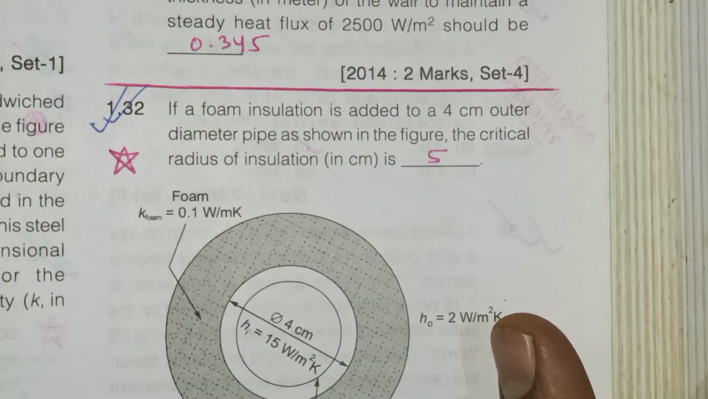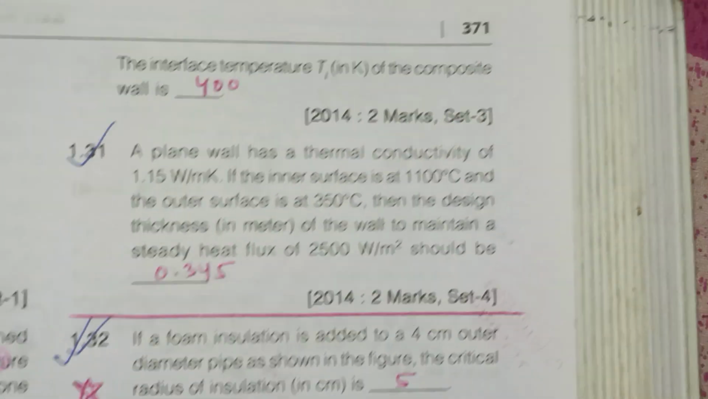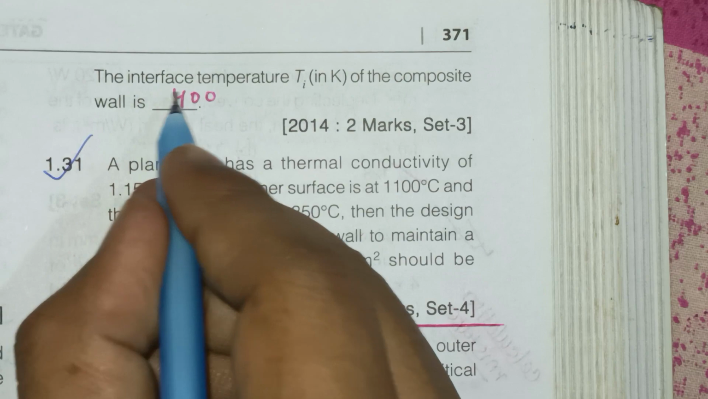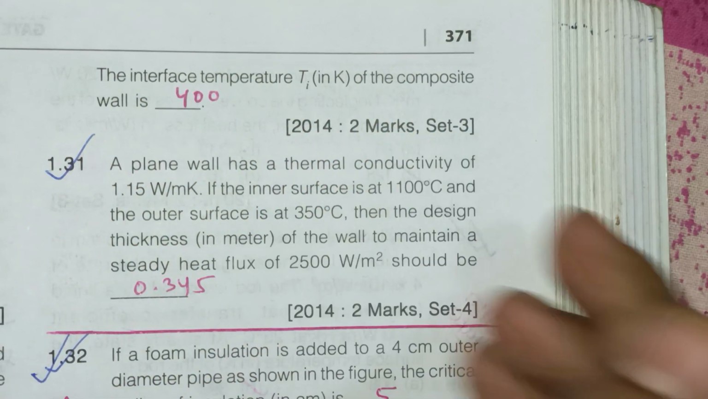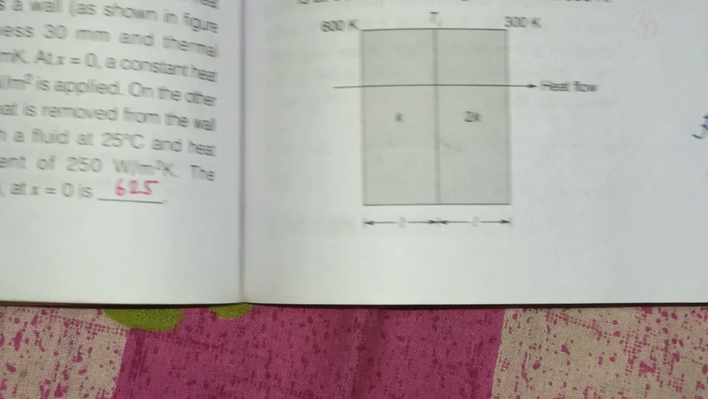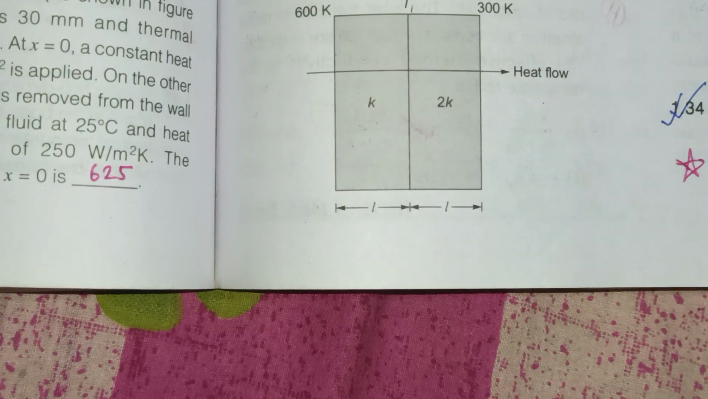Now what is given in this question? We need to find the interface temperature Ti of the composite wall. So you have to find out this interface temperature. First of all, draw the diagram.